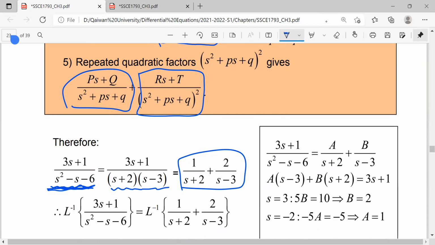Now, since you have two brackets in the denominator, we say it equals a over the first bracket plus b over the second bracket. Why do we write down only a? We don't write down as plus b because it's linear. The power of s here is 1, and the power of s here is 1 also. That's why we say a over the first bracket plus b over the second bracket.